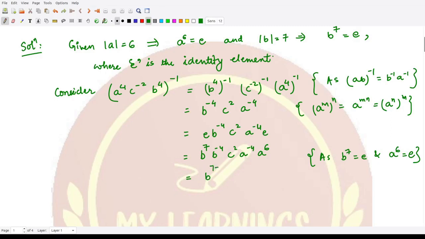It would become B raised to power 7 minus 4, C square, and A raised to power minus 4 plus 6, right? So why is this so? Because A raised to power M into A raised to power N is equal to A raised to power M plus N, correct? So using this, it becomes B raised to power 3, C raised to power 2, and A raised to power 2. And this is what we are required in this question.